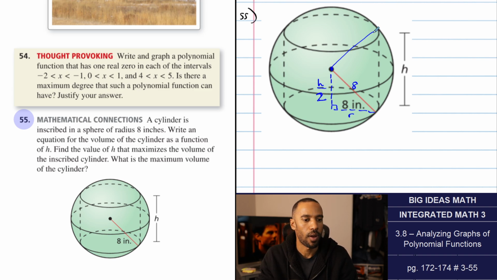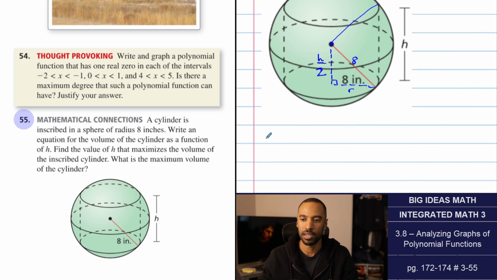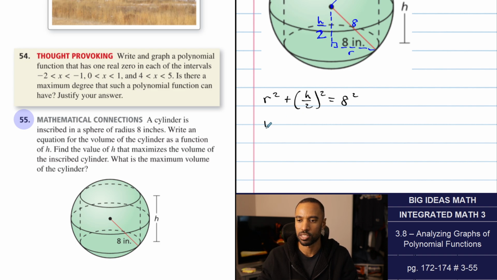And they said, write an equation for the volume as a function of h. So that means that I need to turn my r in terms of h. I can write Pythagorean theorem and say r squared plus h over 2 squared equals 8 squared. But I need to get r by itself in this case. R squared plus h squared over 4 equals 8 squared is 64. So r squared equals 64 minus h squared over 4.